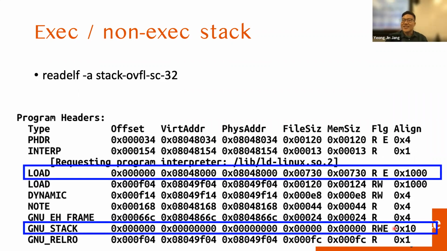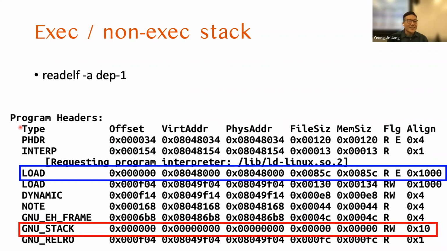But in week 4, in the challenge set, there is a challenge called DEP-1 to read that. We will see that the code area is readable and executable, but the stack area is readable and writable, but not executable. You will never see an area that is both writable and executable. So you cannot use your shellcode. There's no getting a shell that way, but you can still get a shell.